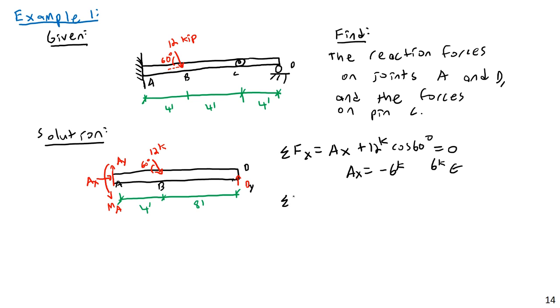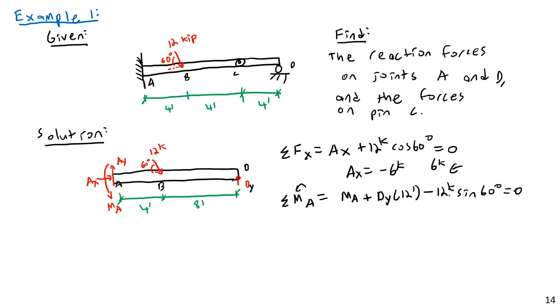So I guess I could do a summation of moments, maybe about joint A. Let's try that. What will that get me? If I do a summation of moments about joint A, the A forces will not generate any moment there, and the horizontal component of this won't either. But the moment of the dy will, and the moment at A will. So I'll have MA, which has no moment arm, plus dy times a moment arm length of 12 feet, minus 12 kips times the sine of 60 degrees, and this is equal to zero.